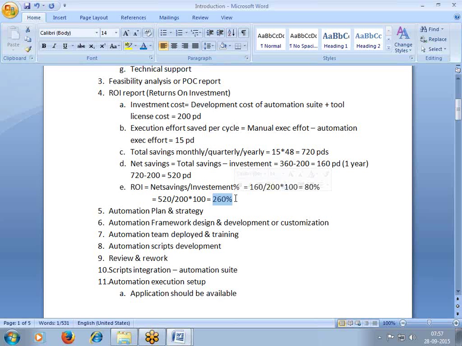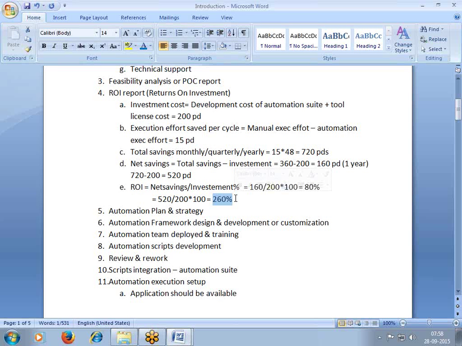Understand? So this is how ROI will be calculated in automation projects. See, if ROI is right, it is very important. If you don't get ROI, then it is not a good project to automate. If you get good ROI, then it is a good project for automation. That means what does this ROI mean? It is nothing but the benefit, the savings that we are getting by automating this project. So the client will be happy.